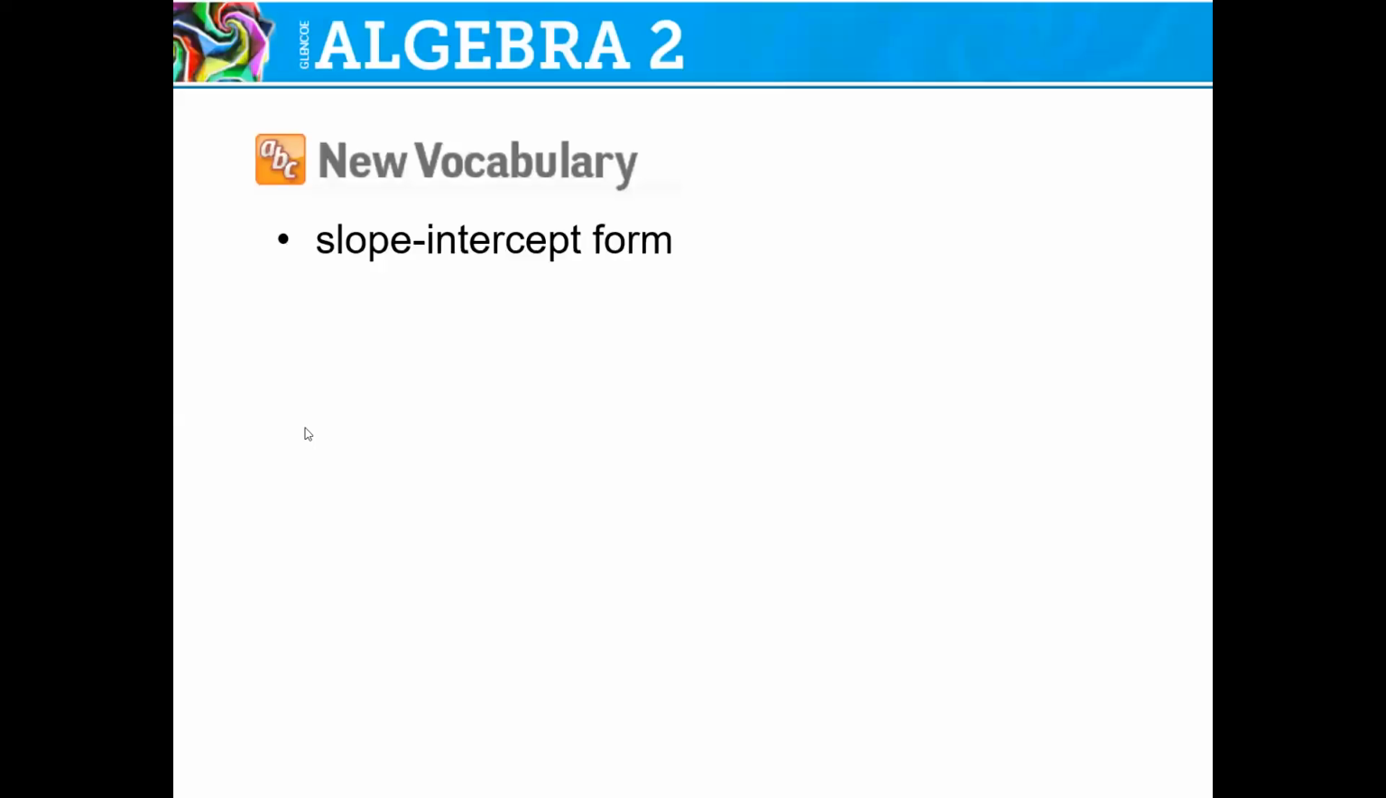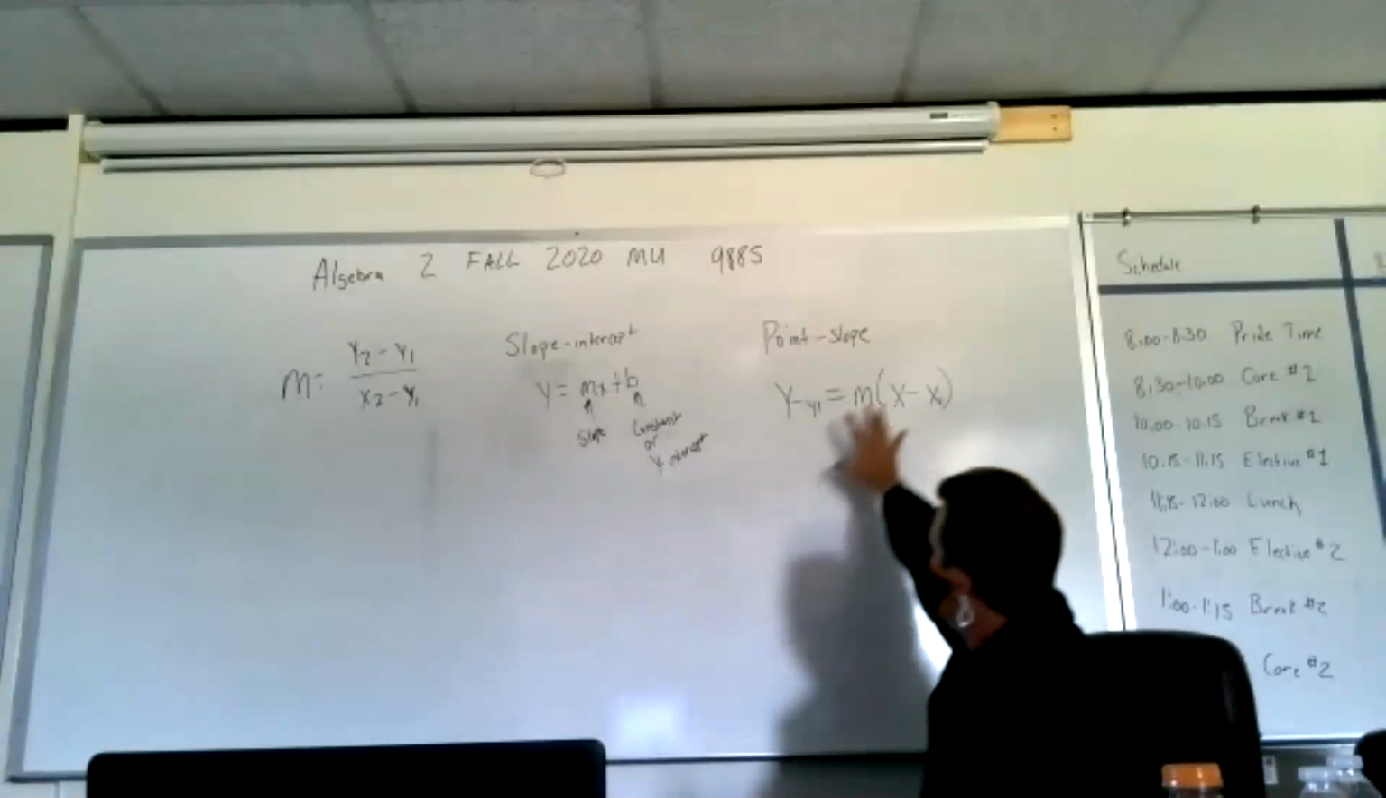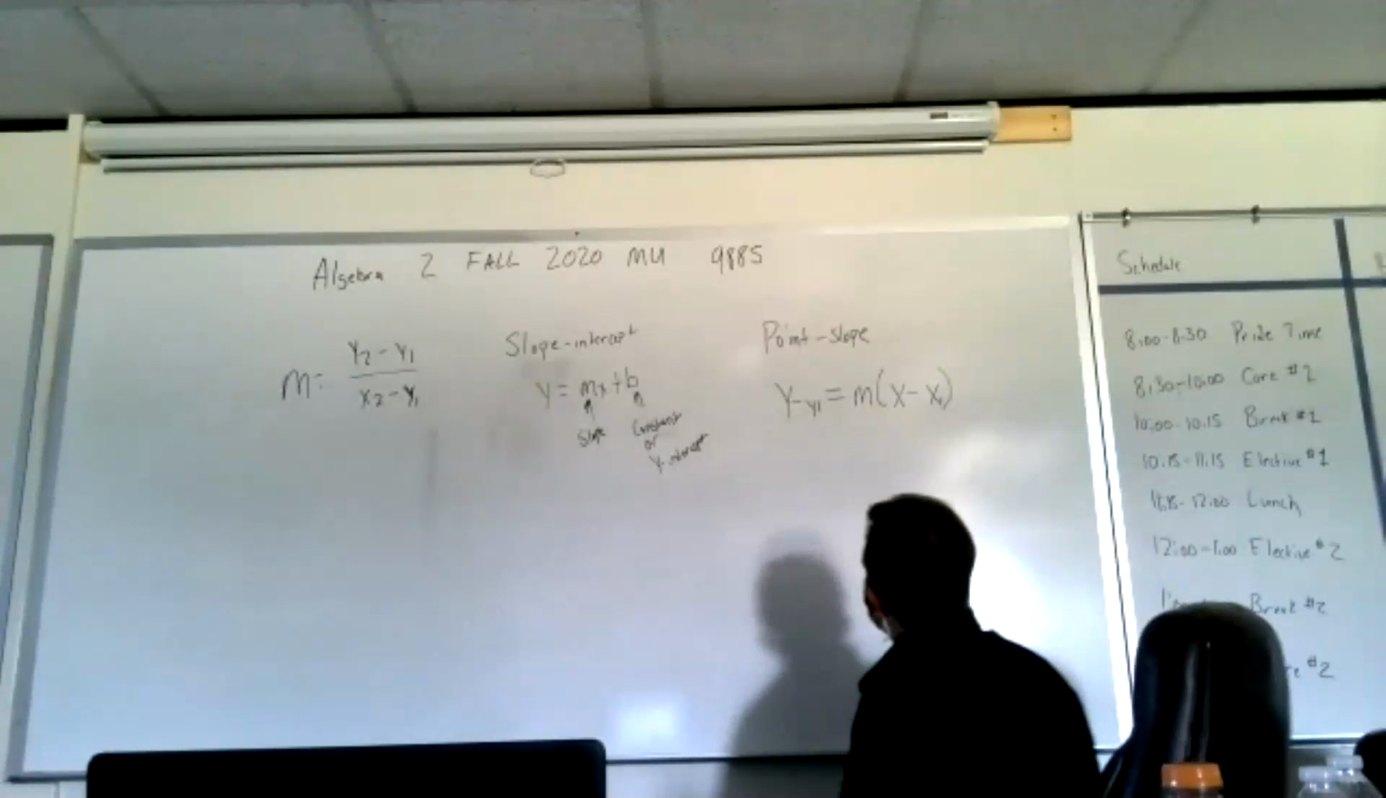The next formula that we are going to be using almost constantly is known as point-slope form. Point-slope form breaks itself down as y minus y1 is equal to m times x minus x1. And I'll show it to you right here. It's right here.